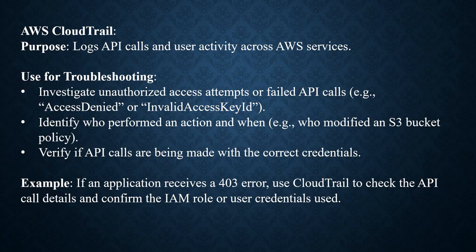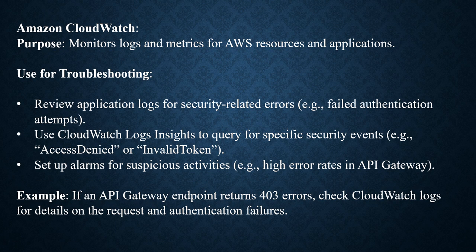AWS CloudTrail logs API calls and user activity across AWS services. The use in troubleshooting here is that it investigates unauthorized access attempts or failed API calls, for example, access denied or invalid access key ID. Identify who performed an action and when. Verify whether API calls are being made with the correct credentials or not. For example, if an application receives a 403 error, use CloudTrail to check the API call details and confirm the IAM role or user credentials used.